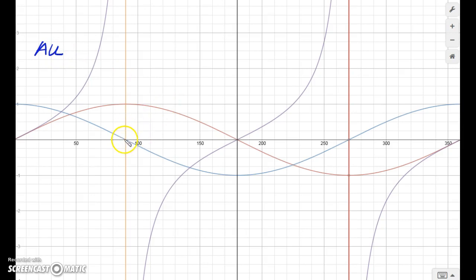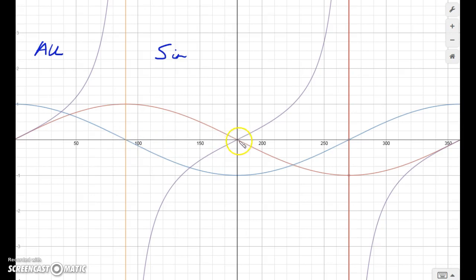So we can say all of the graphs are positive. Now if we look between 90 and 180, the sine graph is positive, the cosine graph is negative, and the tan graph is negative. So the only one that's positive is the cosine graph. Oh, sorry, no, the sine graph. So the sine graph is the only one that's positive between 90 and 180.